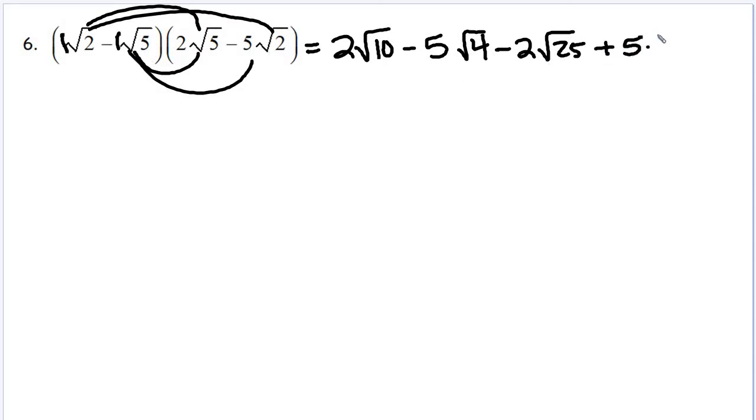Radical times radical is the square root of 10. So I'm going to start simplifying and combining like terms. These are like terms because they're exactly the same: square root of 10, square root of 10. So I have 5 of them. You have 2 more, so you have 7 square roots of 10.